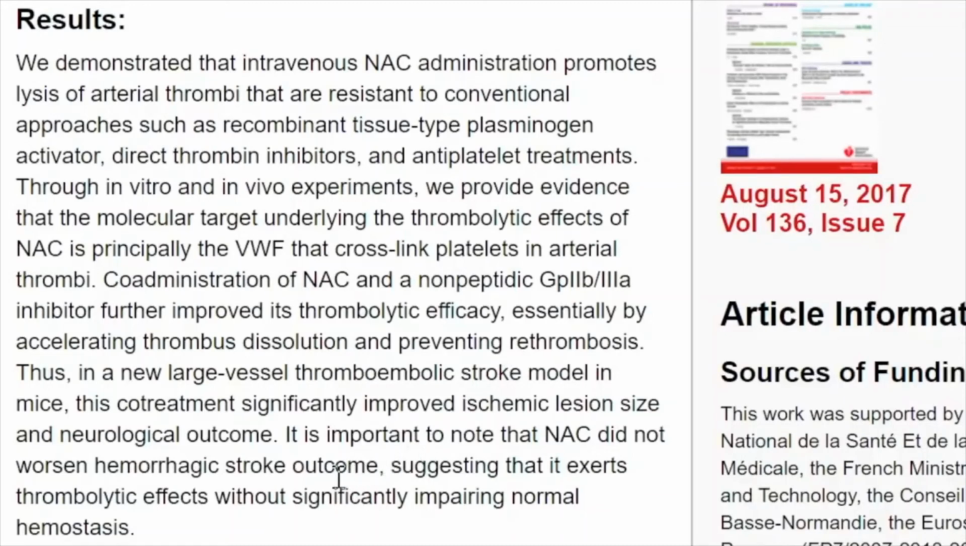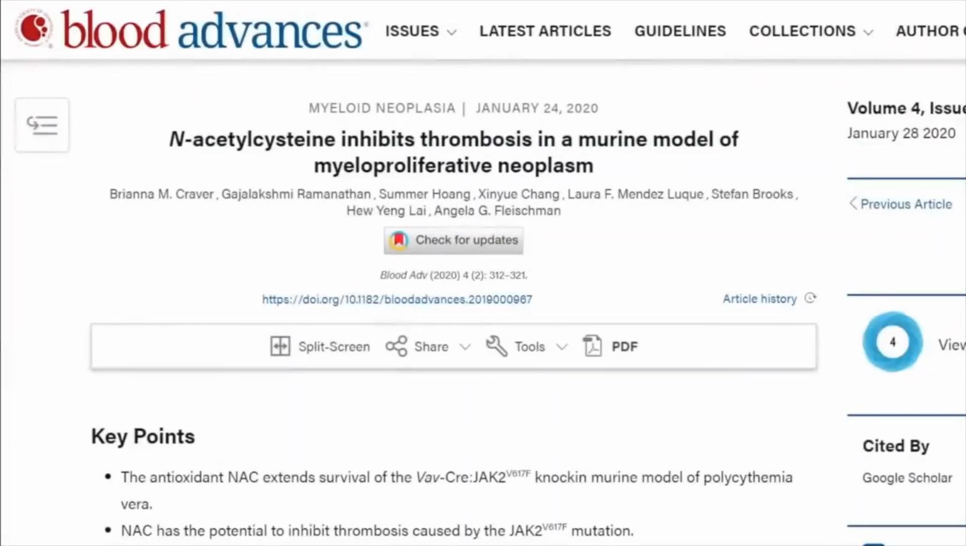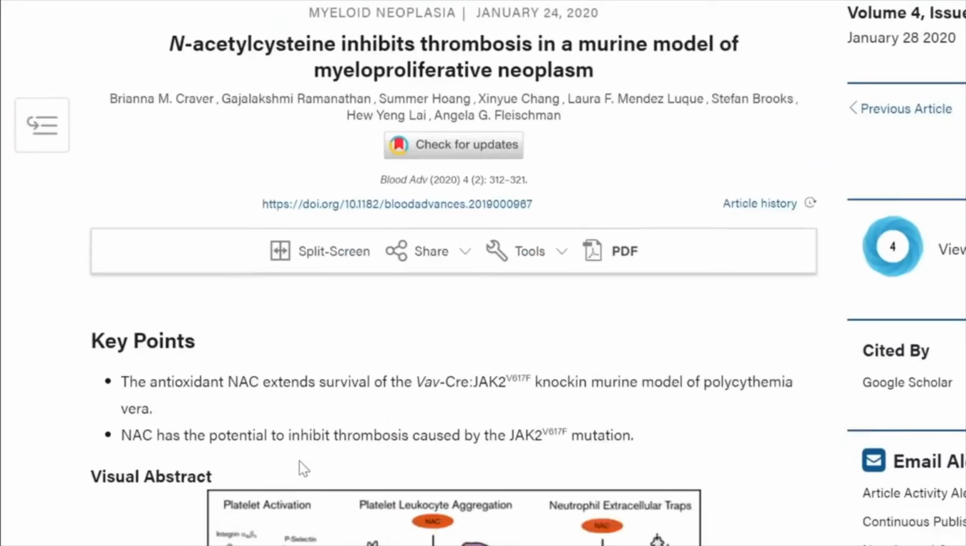They found that this was not accompanied by significant worsening hemorrhagic stroke outcomes, suggesting that it exerts a thrombolytic effect without significantly impairing normal hemostasis. We provide evidence that NAC is an effective and safe alternative to currently available antithrombotic agents to restore vessel patency. Fascinating.